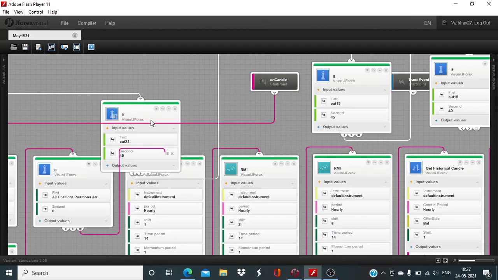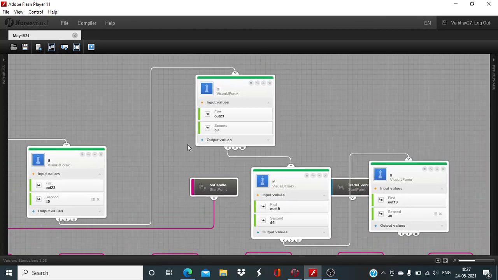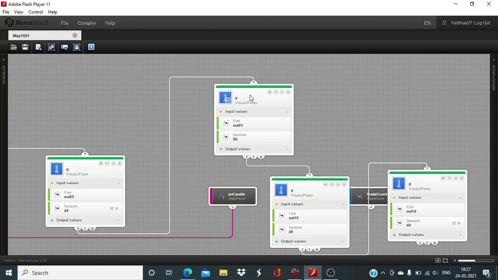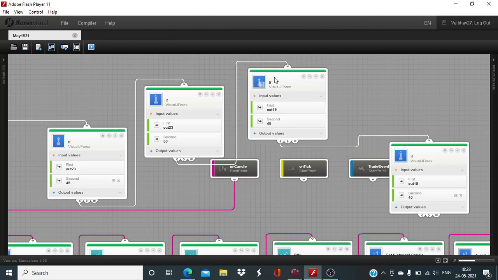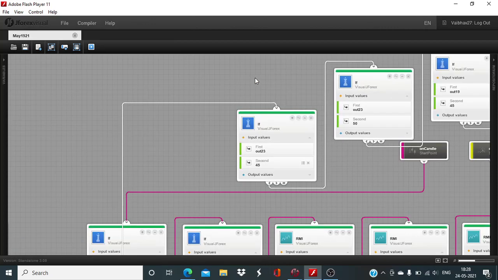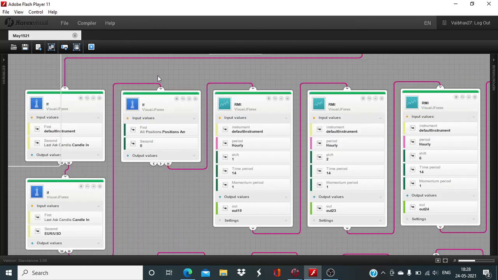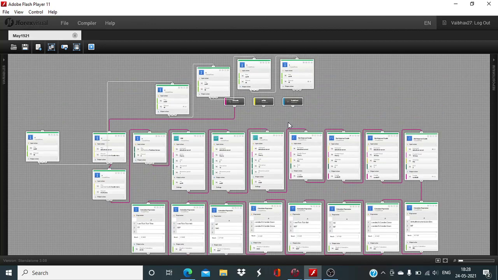Okay, so as the RMI comparison is to be done, I think we are almost finished with that. Now we can shift our attention to defining the conditions using the get historical candle blocks.